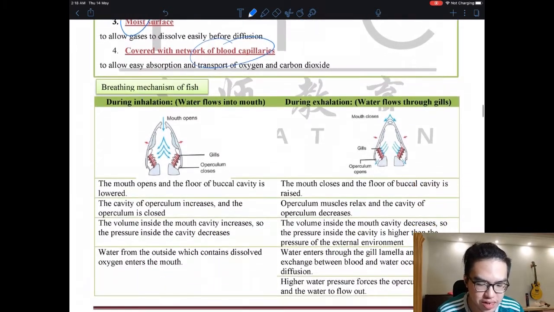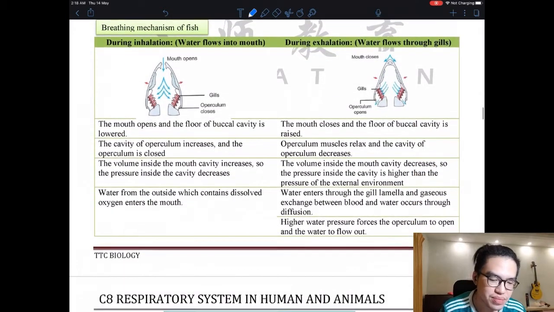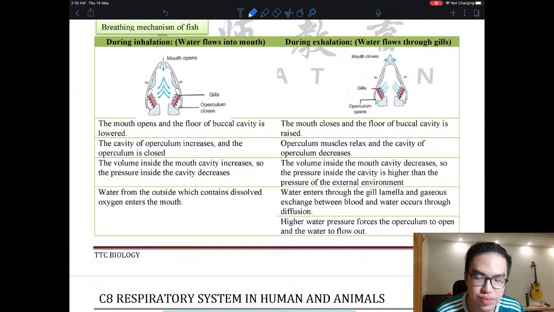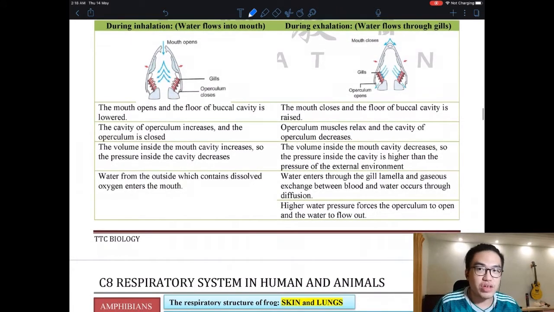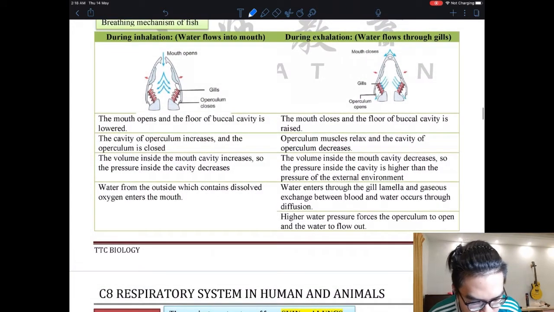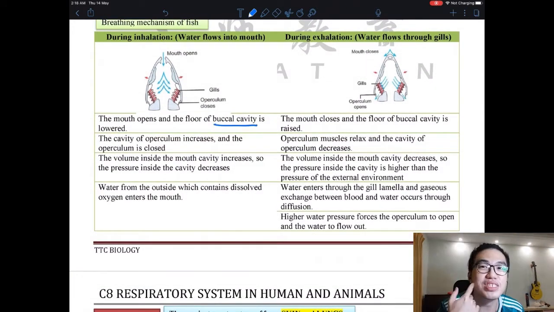So, breathing mechanism. You have not learned this. This is something extra for you, but very important nonetheless. You have inhalation and exhalation. Very simple here. Instead of using the abdomen like the insect just now, they are using their mouth. The mouth we call the buccal cavity. Is it mentioned? Yes, called buccal cavity. Cavity means space.